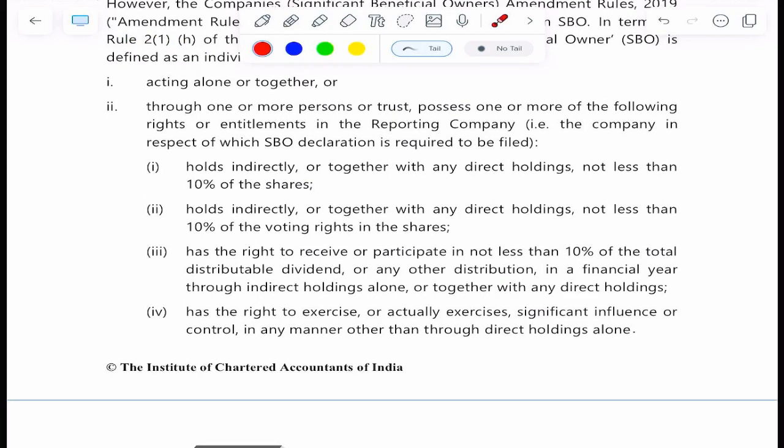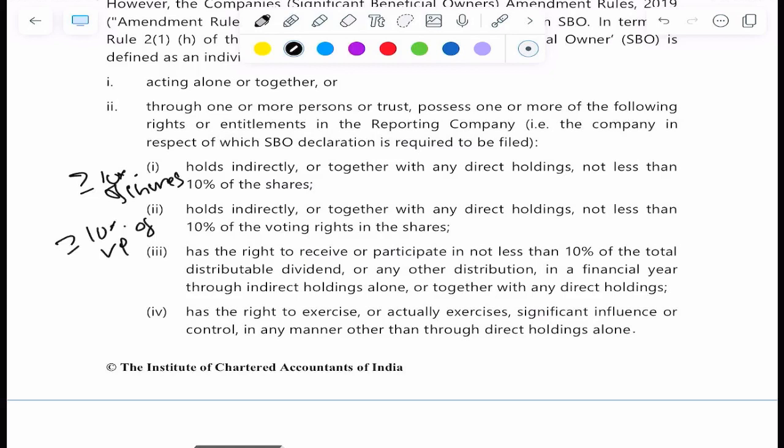Through one or more person or trust possesses one or more of the following rights or entitlements in the reporting company, that is the company in respect of which SBO declaration is required to be filed: holds indirectly or together with any direct holdings not less than 10% of the shares; holds indirectly or together with any direct holdings not less than 10% of the voting rights in the shares; has the right to receive or participate in not less than 10% of total distributable dividend or any other distribution in a financial year through indirect holdings alone or together with any direct holdings; has the right to exercise or actually exercises significant influence or control in any manner other than through direct holdings alone.